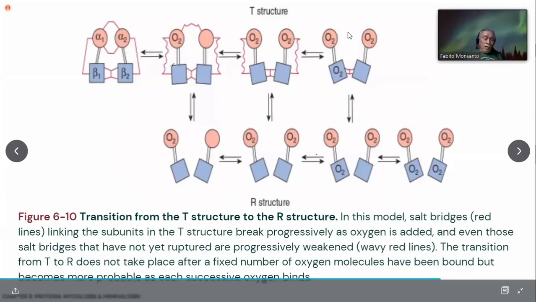All right. Look at this. We'll start from here. There are 2 alphas and the 2 betas. They are joined together by salt bonds. Salt bonds. Another salt bond. Another salt bond. Another salt bond. There. Okay? Now, when oxygen binds to the heme here, look at that.